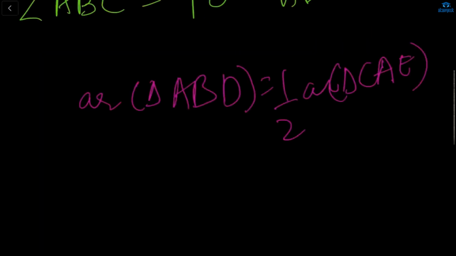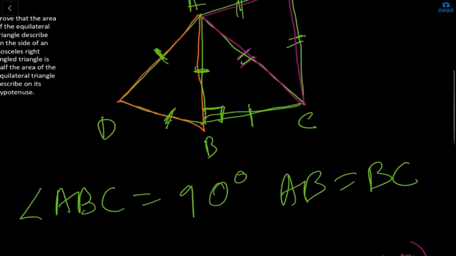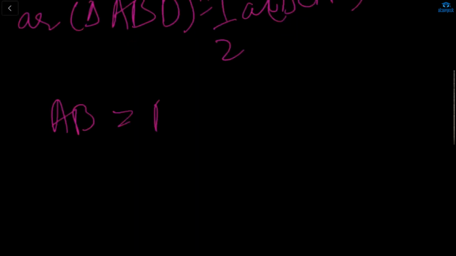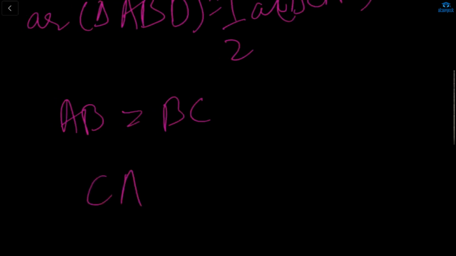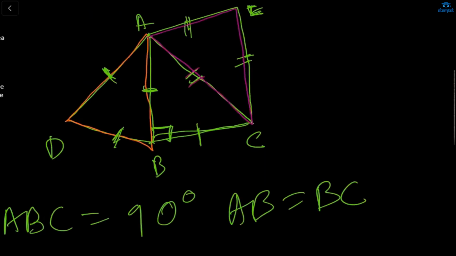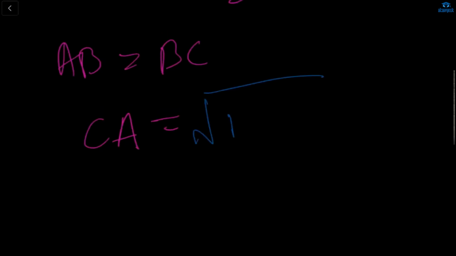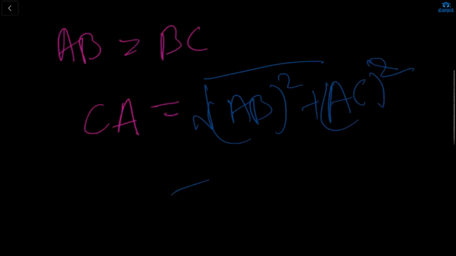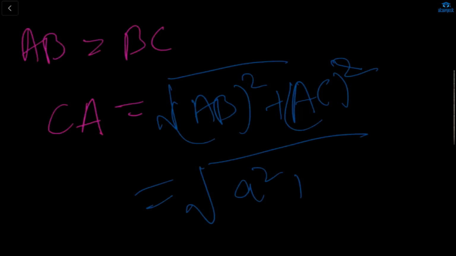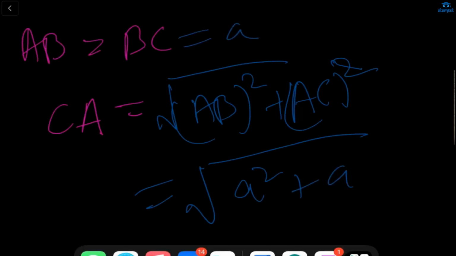Now since AB is equal to BC, it's given, you can assume it to any value. So what will the CA value be? Since this triangle is a right angle triangle, and you know that AB is equal to BC, the value of AC will be the root of AB square plus BC square. If you are assuming the side as A, it will be A square plus A square.